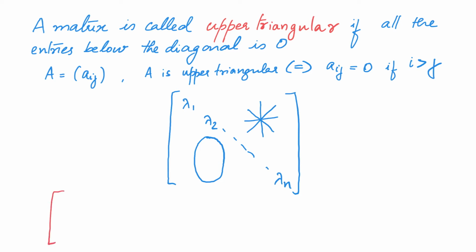Now let us look at an example of a 3 cross 3 matrix. Let the diagonal entries be 1, 2 and 3. We know that the entries below the diagonal have to be 0, so we get a 0 here, a 0 here and a 0 here. The entries above the diagonal may be 0 or non-zero. To illustrate this, let us put 1, 0 and let the other entries be non-zero. So this is an example of an upper triangular matrix.